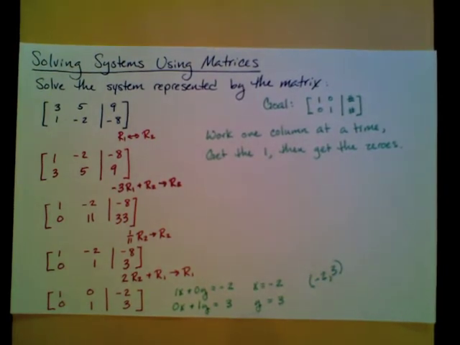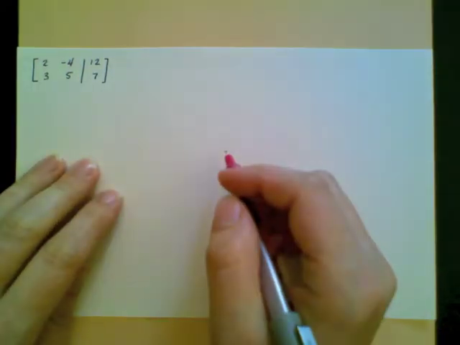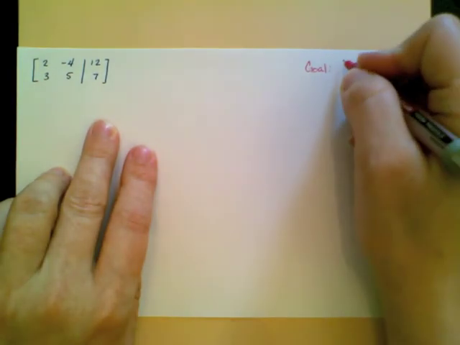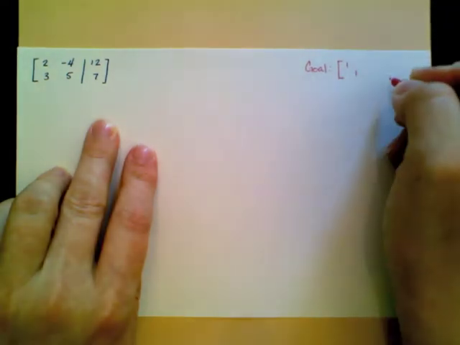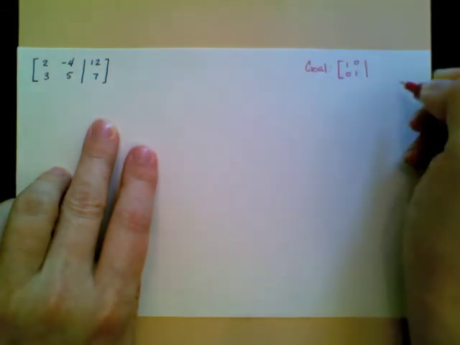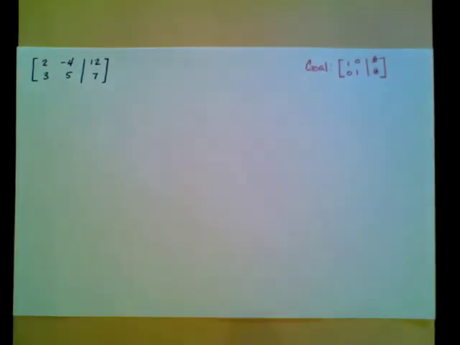Let's do another one. So my instructions are the same. Well, they're not written, but they are the same. I want to solve the system represented by the matrix using our row operation methods. I am going to come off to the side here and rewrite the fact that my goal is to get it in this reduced row echelon form where they have 1s along the principal diagonal, 0s everywhere else on the coefficient side, and then some column of numbers on the constant side. That is what I'm hoping to end up with.